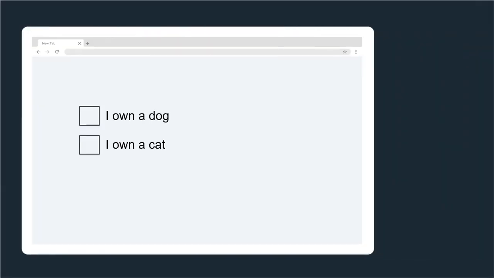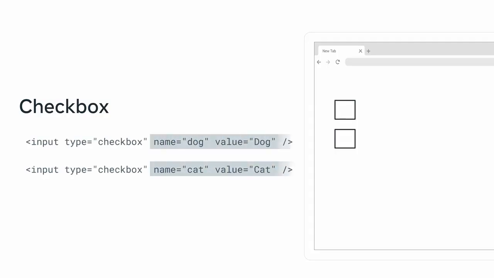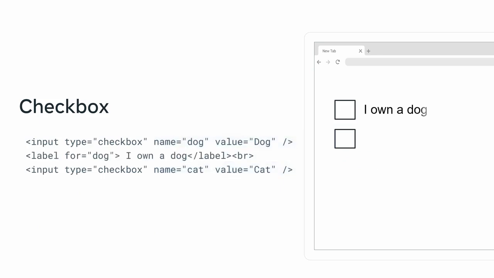There are many different input types available. For example, you can add checkboxes to a form. To do this, you use the checkbox input type. You use the name and value attributes to configure how the data is sent to the server. Each box can be checked or unchecked. You'll explore this in more depth in a later course.